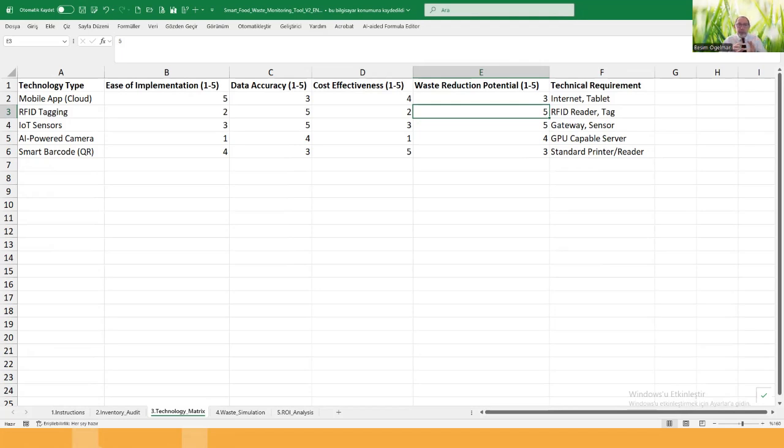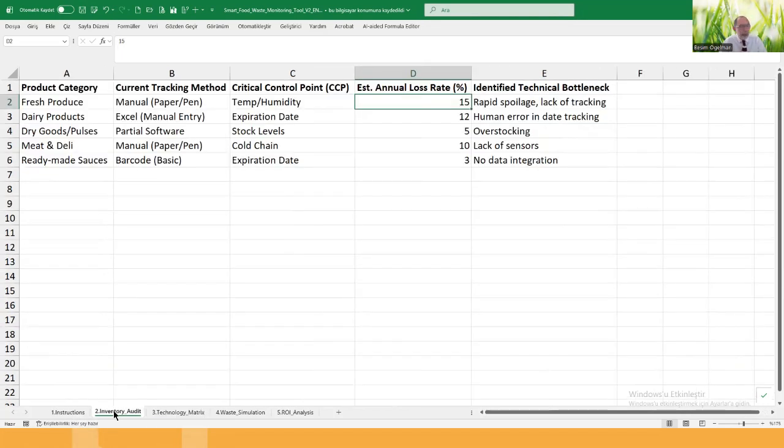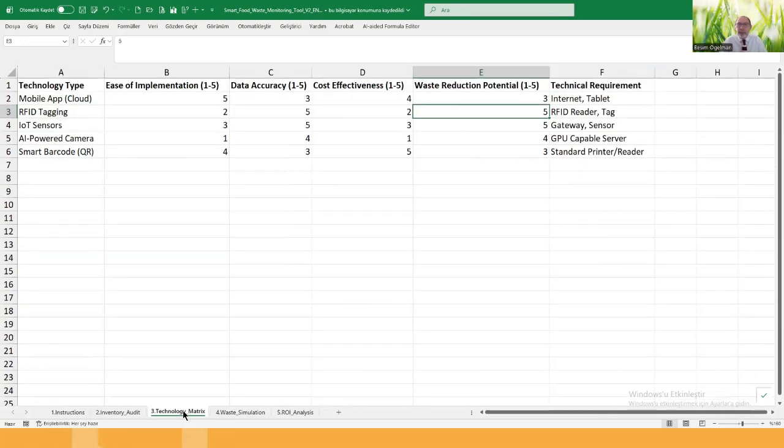In this first technical phase of the application, the focus is on selecting the technological components most suitable for the physical structure of the business and the sensitivity of the food groups. Because of this, we do an inventory audit and other preparation. In this step, participants must determine which technologies are most sustainable from a technical perspective for a retail chain like the Anadolu Taze case, rather than just choosing the most modern tools.